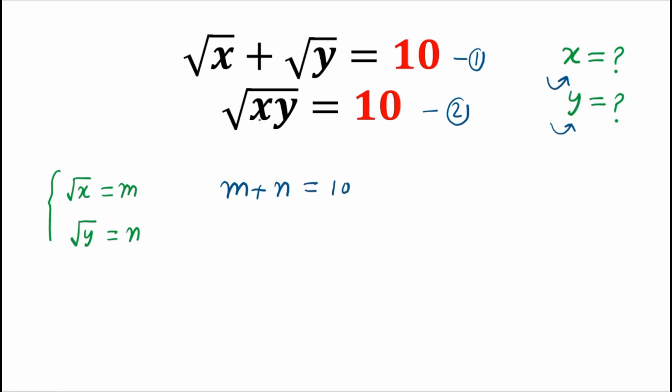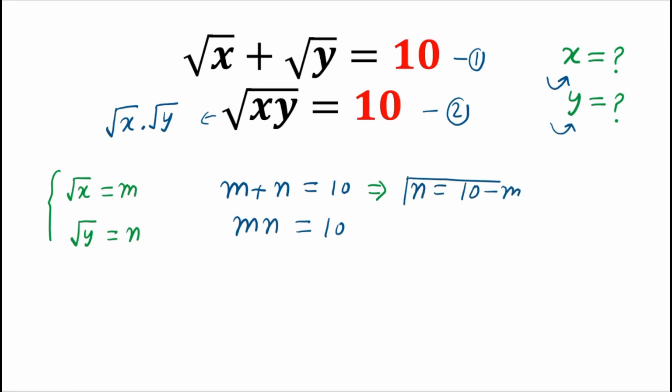And look carefully, square root of xy is the same as square root of x times square root of y. So square root of x is replaced by m, and square root of y is replaced by n, and this is equal to 10. Now here m plus n is equal to 10 and m times n is equal to 10. If m plus n is equal to 10, this implies n is equal to 10 minus m. Let's say this is equation number third.